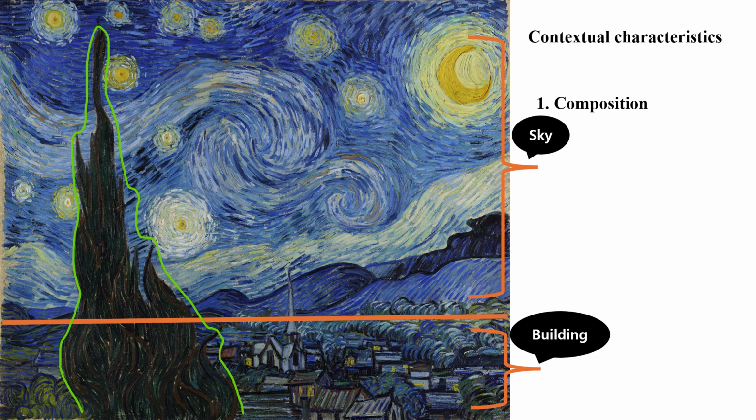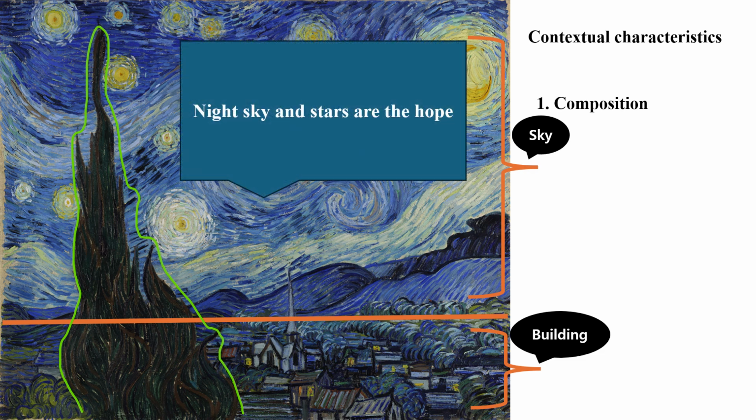Now we have learned the cultural, historical, and contextual facts of Van Gogh. Then let us revisit the painting with Van Gogh's life in mind. The dominance of the sky over the small village reflects his fascination with the heavens. The night sky and stars are his hope. The towering cypress tree may symbolize his longing to reach the stars, his personal symbol of hope.